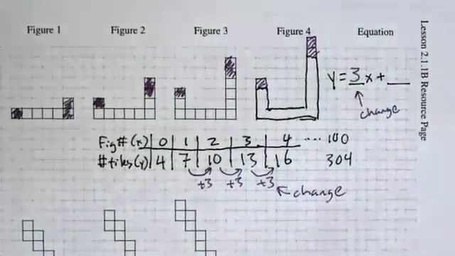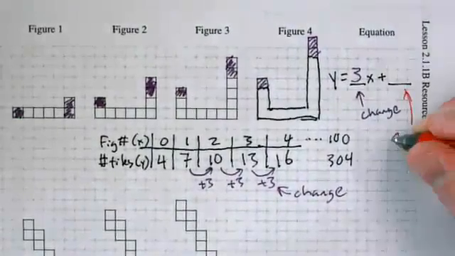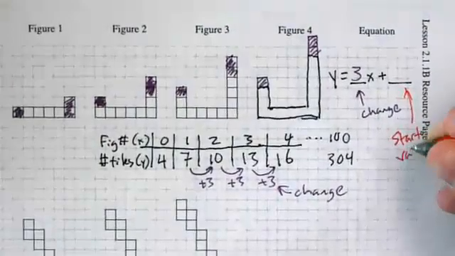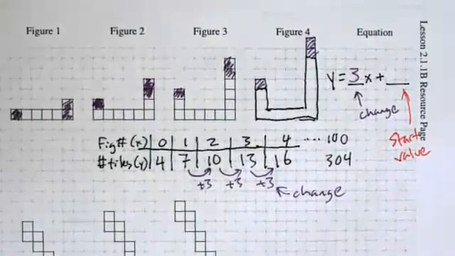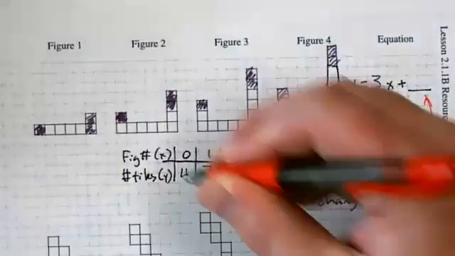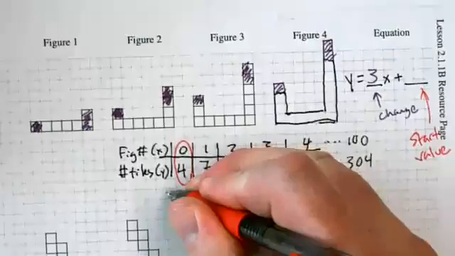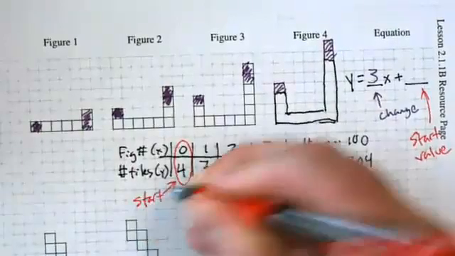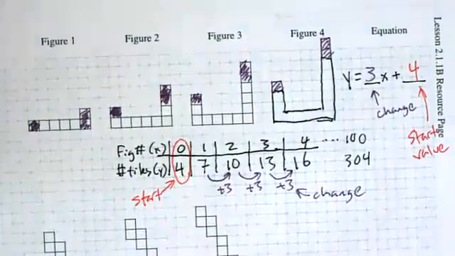And then we need one more number. And that other number that we need is the starting value. This number right here is going to be your starting value. I'm just going to write start value. What was our start value for this? So the starting value is always going to go with an x of 0. So when you look at your table, you'll look for where x is equal to 0, and that y is going to be your starting value. So we started at 4, so we're going to have a 4 over here. So the equation would be y equals 3x plus 4.